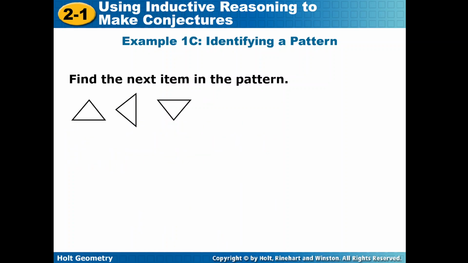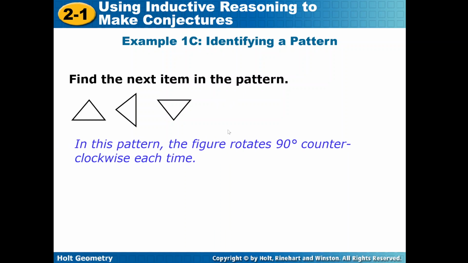And finding the pattern for the triangle, the direction. As you can see, the triangle right here looks kind of like an isosceles triangle. This one has been rotated counterclockwise by 90 degrees, and then 90 degrees counterclockwise again. You see that the vertex is facing down for the third one. So the next one, the vertex should be facing to the right. Rotation 90 degrees counterclockwise.